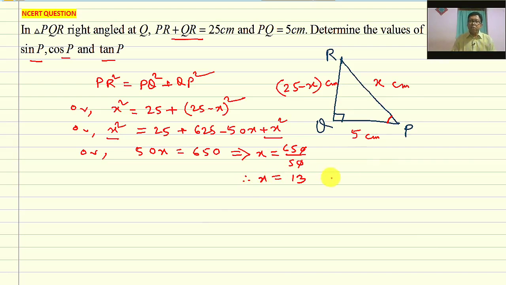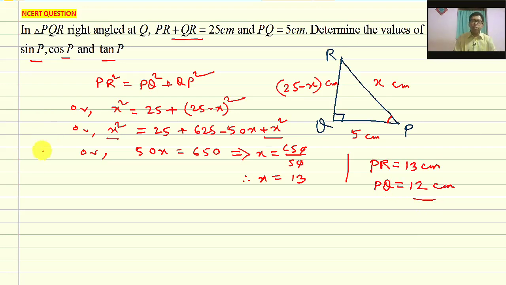That means we are getting PR is equal to 13 centimeter, and RQ is equal to 25 minus X, that is 25 minus 13, that is 12 centimeter. So all the side measures are known. PQ is given as 5 centimeter. Now you have got PR is equal to 13 centimeter and RQ is equal to 12 centimeter. So don't worry about it, you can easily find sin P, cos P and tan P.